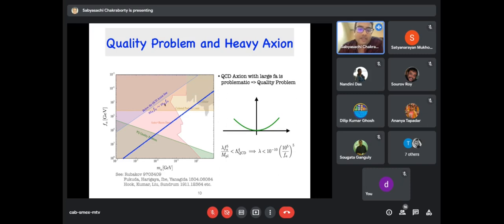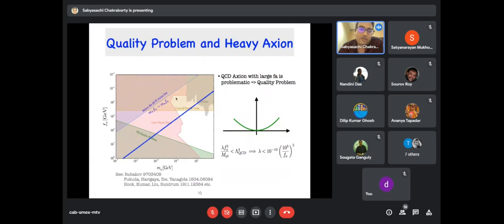That means you have to break this mass relation, and a lot of work in the recent past has been directed in this direction, where this mass relation gets broken and you essentially try to probe such a region. However, in this work, we will not consider any model building effects, but we will rather try to probe what are the best ways to look for axions in this parameter space.